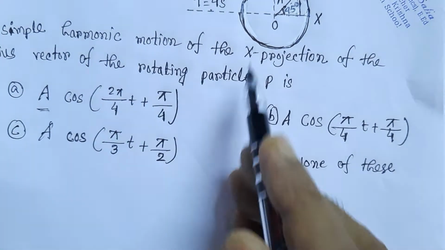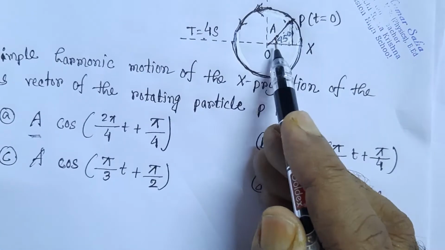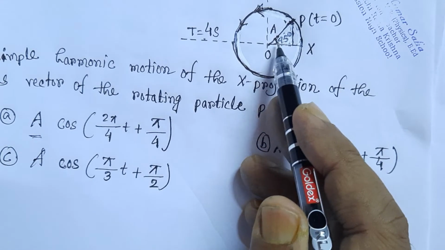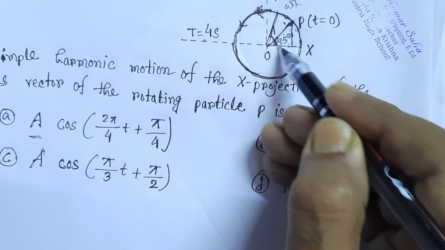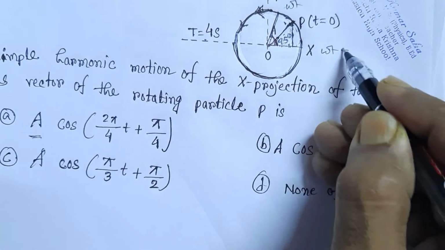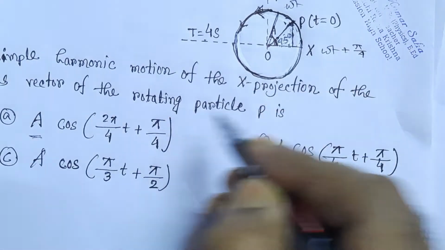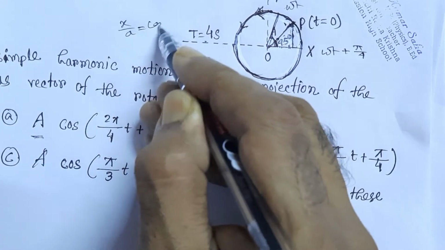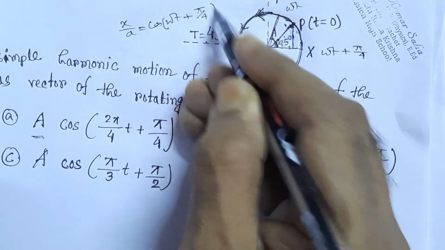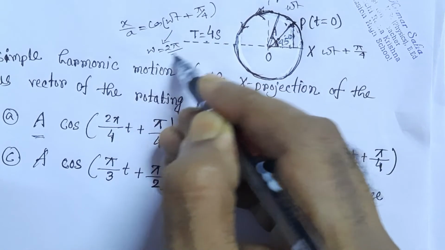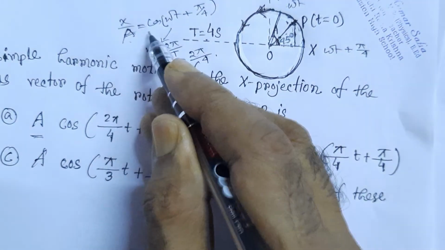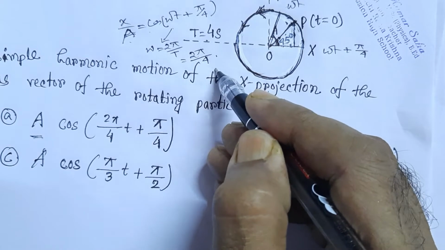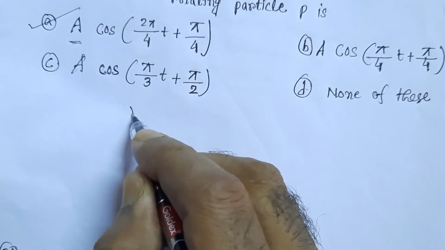Here the amplitude is a, and what is that? If we find the x projection, then x by a equals cos. Now the particle rotates in time t, the angle is omega t. So the whole angle is omega t plus 45 degrees, meaning pi by 4. So x by a equals cos of (omega t plus pi by 4). Omega means 2 pi by capital T, where capital T is the time period, 4. So omega equals 2 pi by 4 radian per second. So x equals a cos of (2 pi by 4 into t plus pi by 4), or pi by 2. So A is the correct option. So for question number 19, we get the answer as option A.